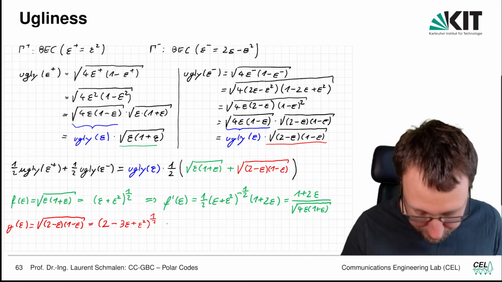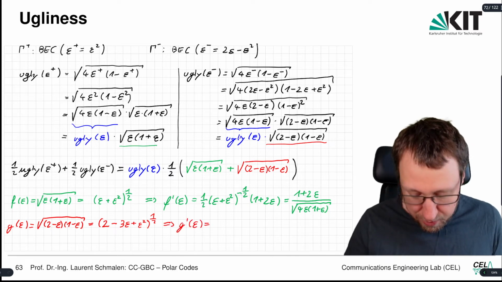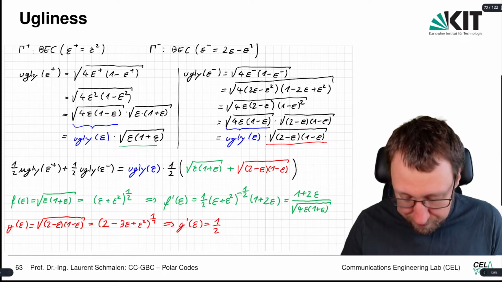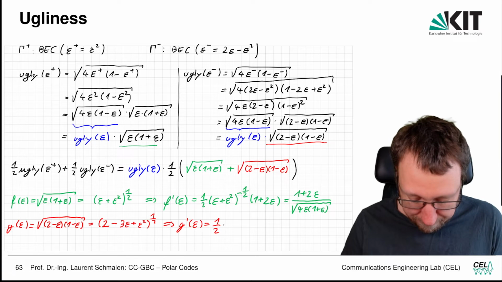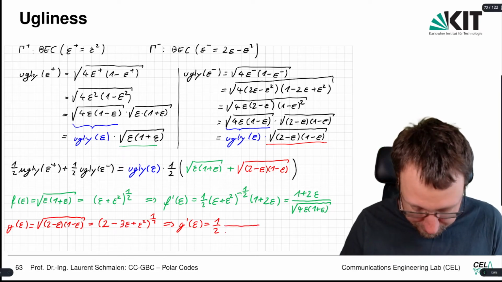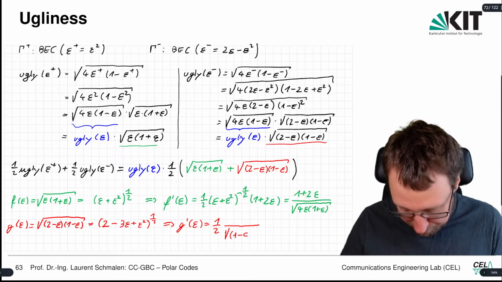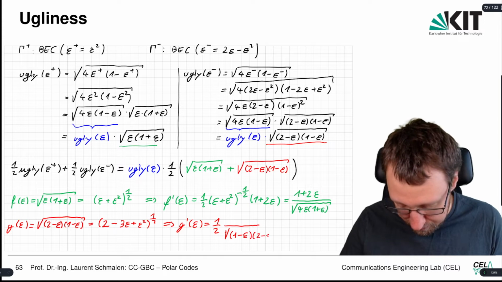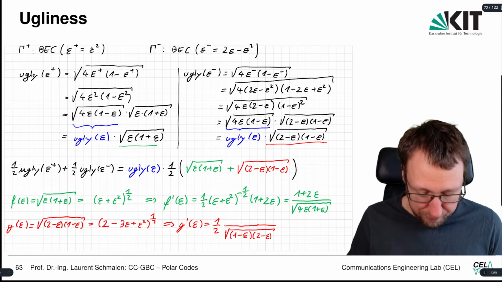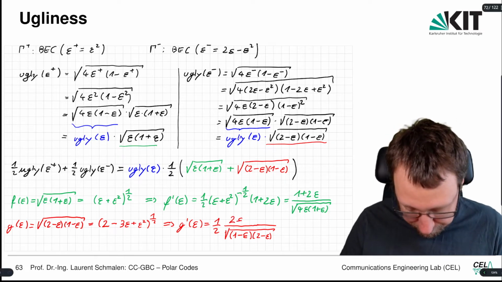And we can calculate g prime of epsilon, which is equal to 1/2 times, below we have the parentheses, so 1 minus epsilon times 2 minus epsilon, and the inner derivative is on top, so this is 2 epsilon minus 3.